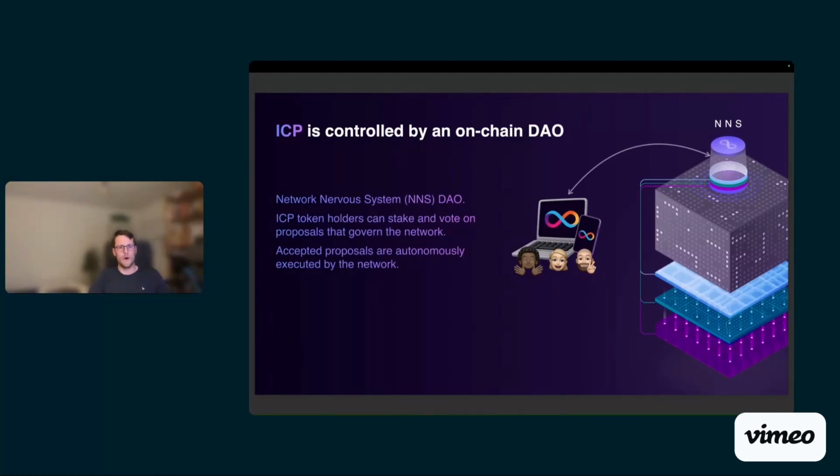If you hold ICP tokens, you can stake them in what's called a neuron. And depending on how much ICP you stake, how long you stake it, and the age of the neuron, so how long you have it staked already, the more weight you have in this governance system.